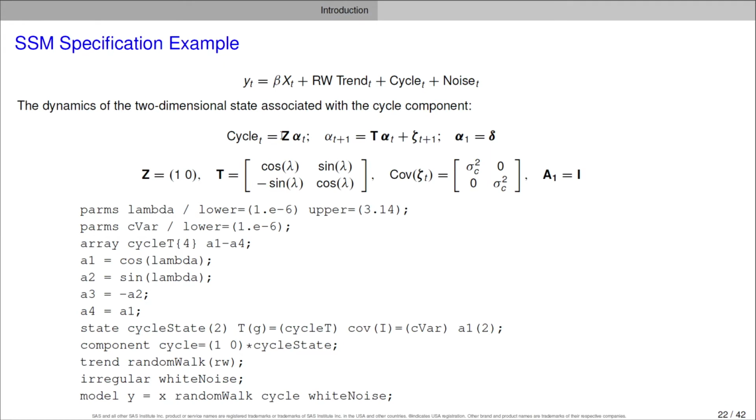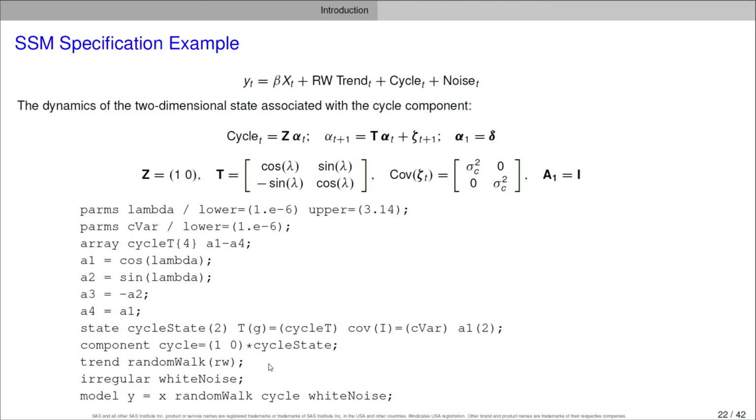Finally, the cycle specification is completed by specifying the corresponding component statement, which says that the cycle component is a dot product of a vector Z and the state section alpha. So this component statement says let's define a component called cycle, which is the dot product 1 0 times the cycle state.